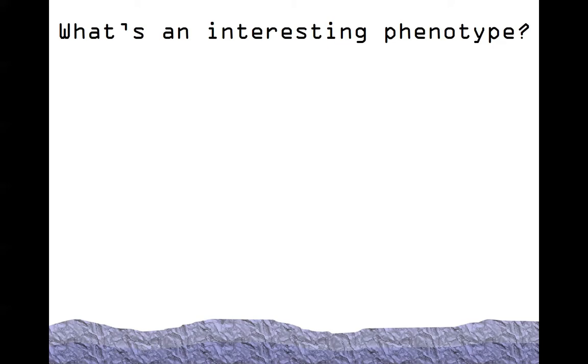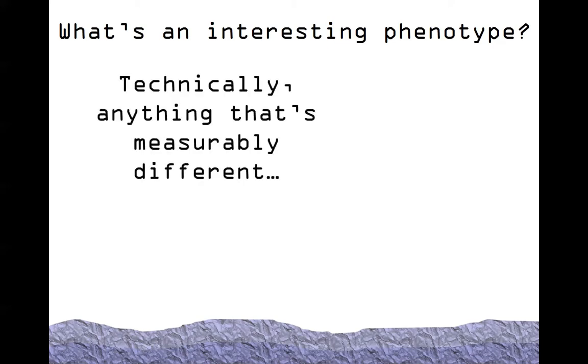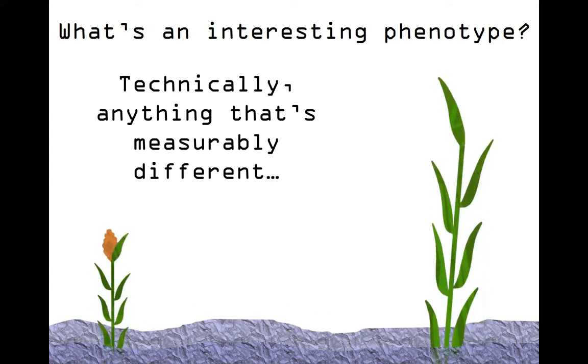Okay, so technically an interesting phenotype is anything that's measurably different that you think is interesting. So this can vary from person to person, okay? And if it's interesting enough to you that you really want to find out what's going on, that's your interesting phenotype. For me, that interesting phenotype is differences in flowering time in different types of sorghum, which is actually the 5th most economically important cereal crop worldwide, if you weren't aware. It's related to corn, and it is economically important in a lot of places.